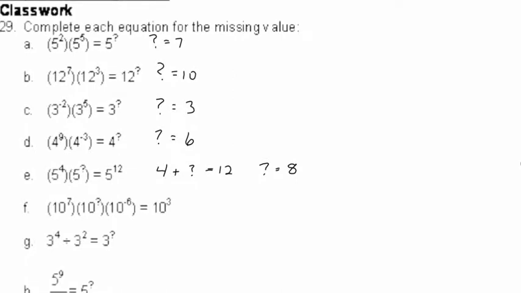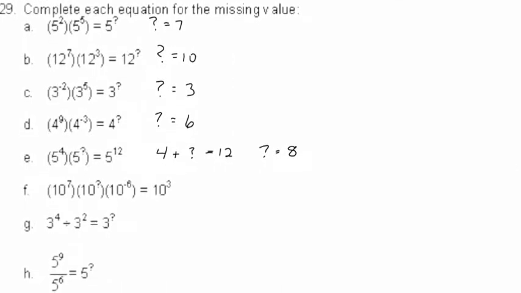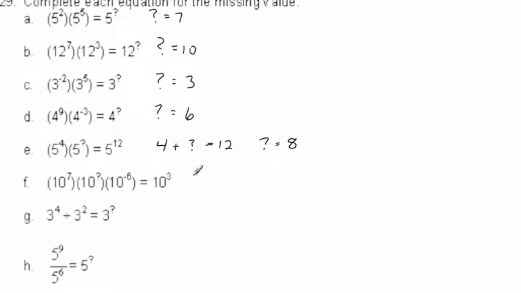Okay, F. We have 10 to the 7th times 10 to some exponent times 10 to the negative 6, and that equals 10 to the 3rd. So what we're saying here is I have 7 plus a question mark plus a negative 6, and that has to equal 3. Well, 7 and negative 6 is 1. So now 1 plus what equals 3? Well, that would be 2. So our question mark would be 2. So if we go back here, it would be 10 to the 2nd power.